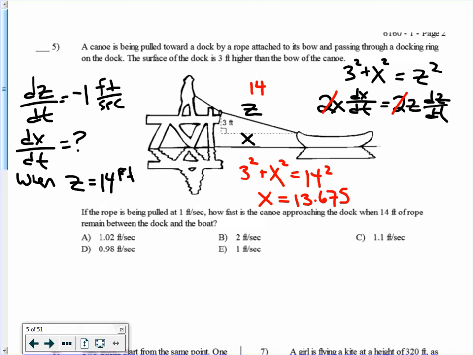And now it's just, where are we going to go? Okay, so we plug in for x 13.675. dx/dt is what we're looking for. For z, we have 14, and dz/dt is negative 1. Now we just divide each side by that 13 point. Okay?